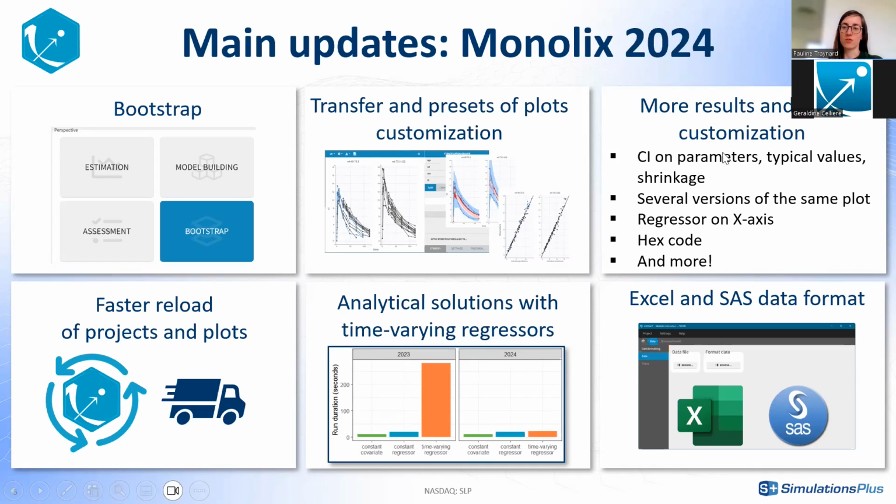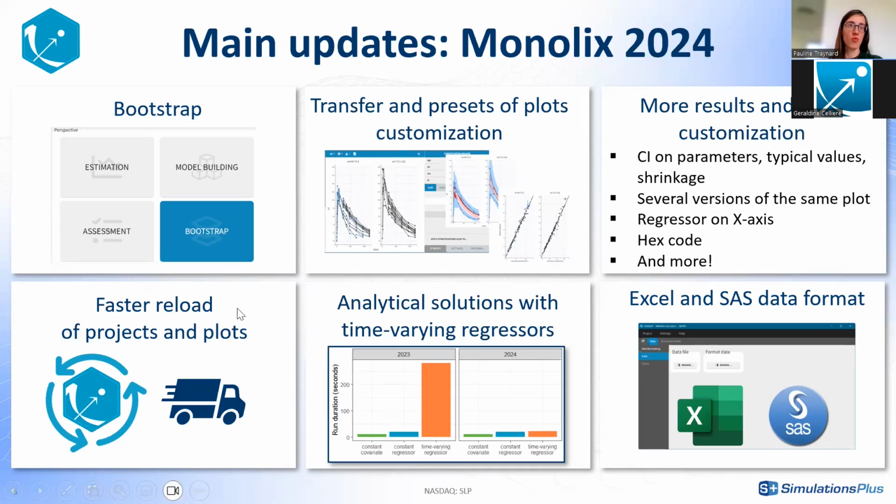New results such as confidence intervals on parameters or typical values for modalities of covariates, and options in the plot such as the possibility to define several versions of a plot or to replace time with a regressor as axis variable also provide you with more information on your analysis and more ways to visualize this information.